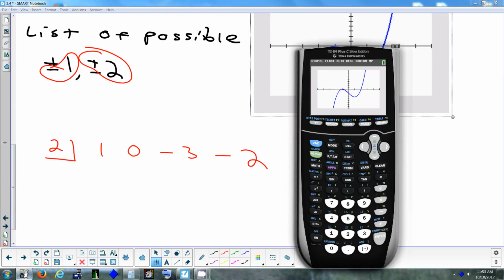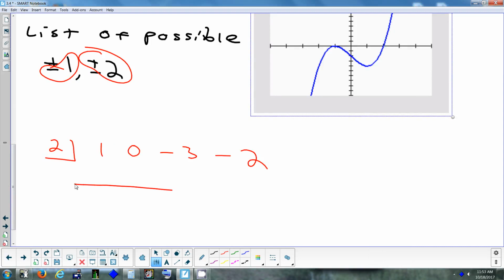Now, I told you, but you could also check. If you go to 2, y is 0. So the calculator just confirmed that it's a root. So when I do this division, what am I going to get for a remainder? 0. Exactly, 0. Okay, so bring down our 1.